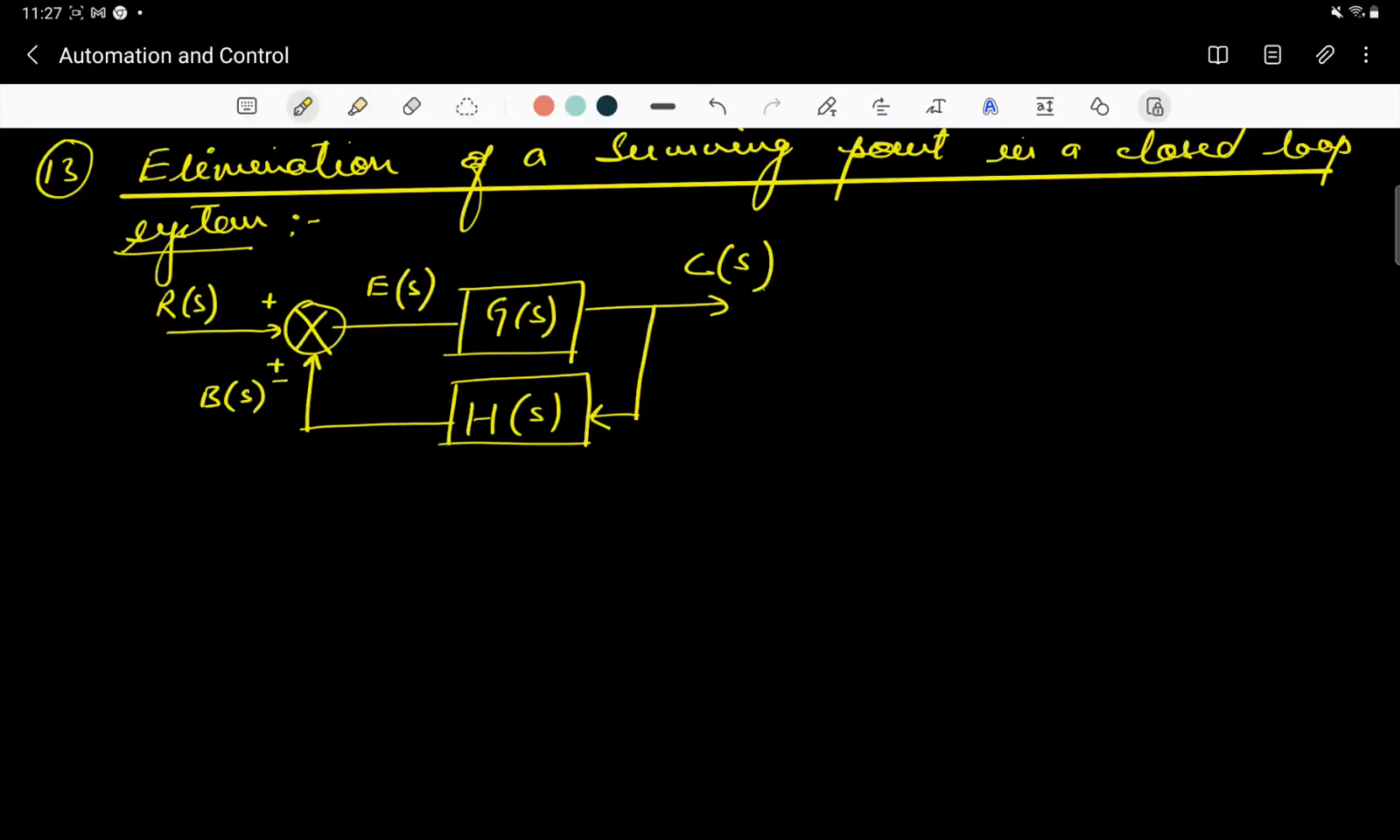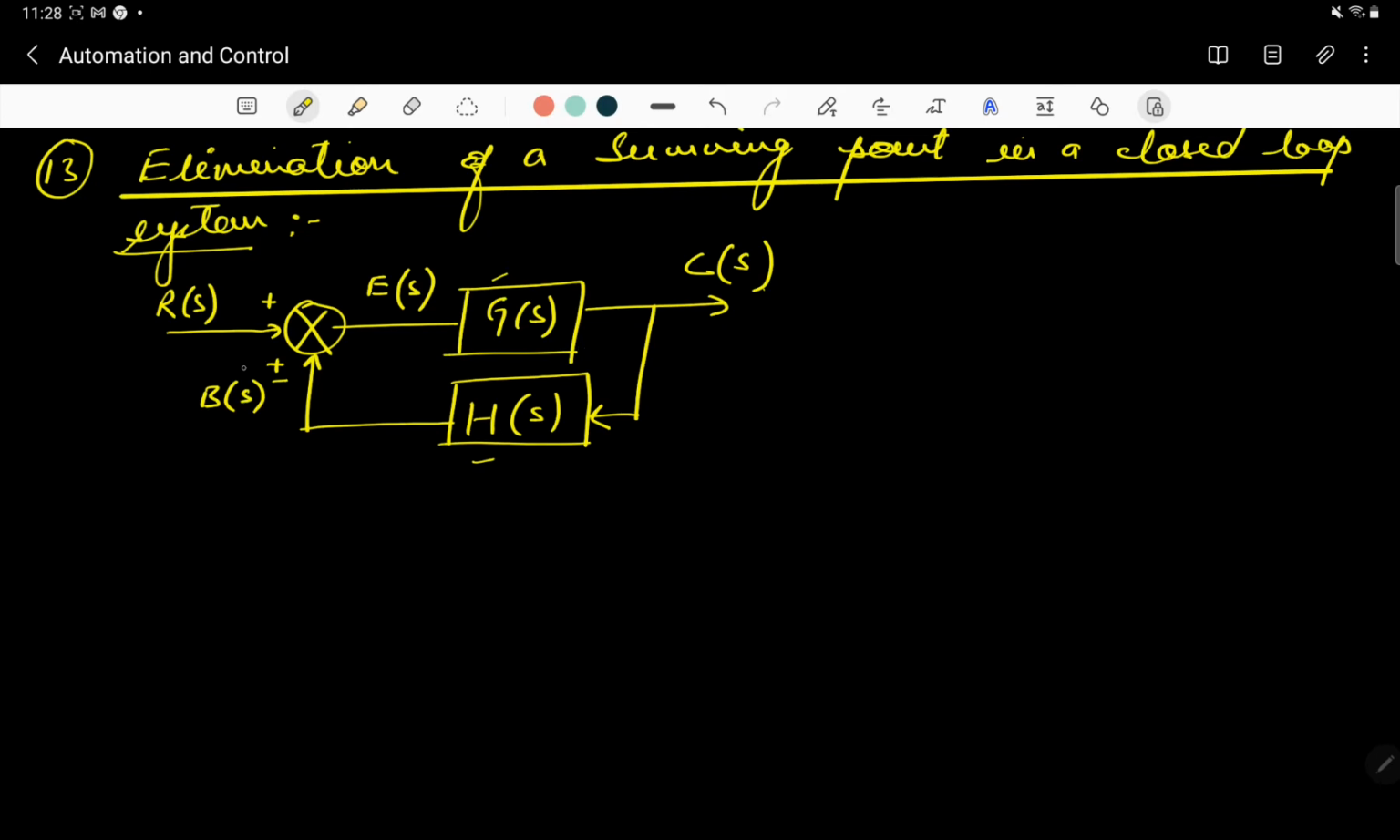This lecture is in continuation with the last lecture on block diagrams. Here we are going to discuss the elimination of a summing point in a closed loop system. As you can see in the figure, we have the input R(s), the transfer function G(s), H(s) is the transfer function of the feedback loop, and B(s) is the output of the feedback loop. We are comparing both the input R(s) and B(s) at this summing point.